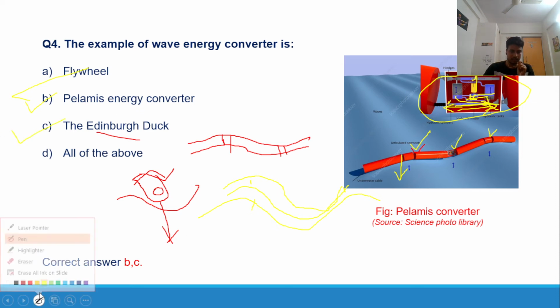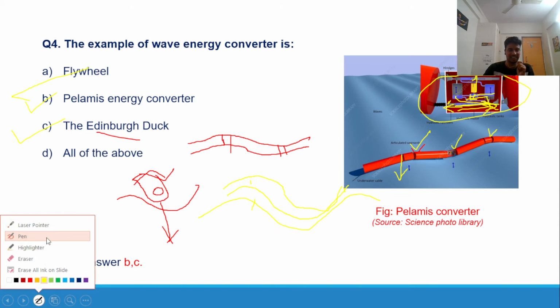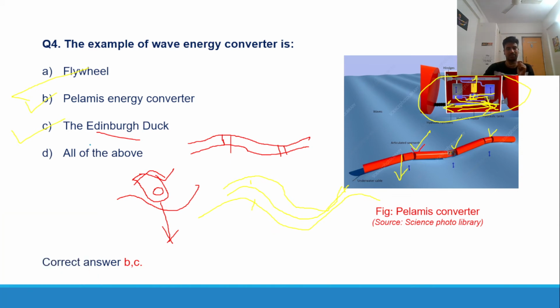Okay, let me change it to some other color, I could not see it. This color will be fine. Now I can see the pointer, okay. So the Pelamis energy converter and the Edinburgh duck, these two are very important devices to convert wave energy. So the correct answer is B and C.